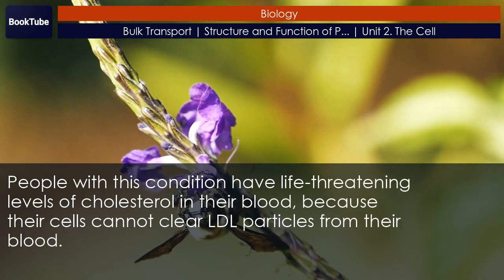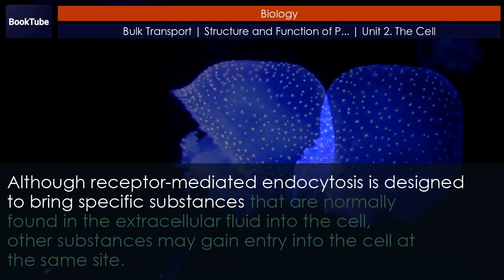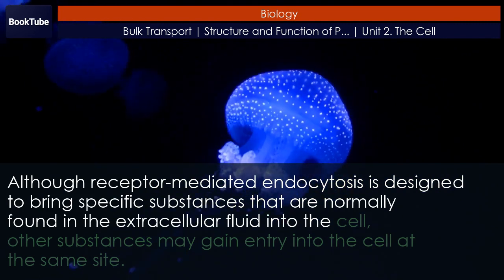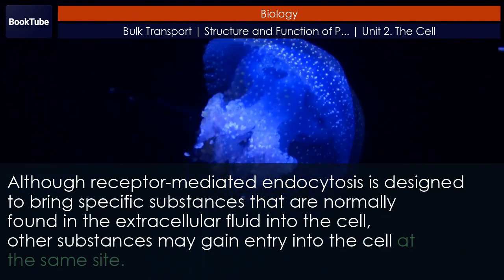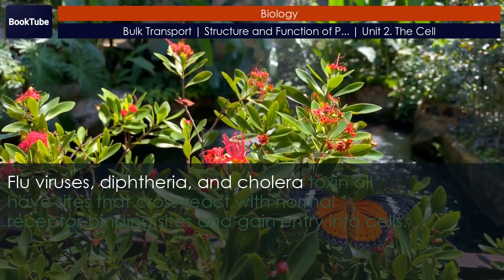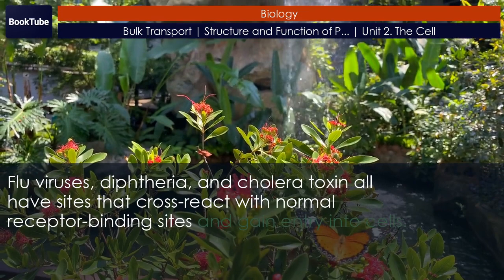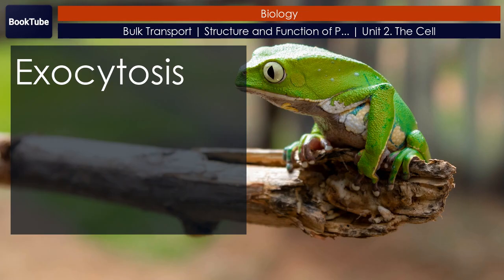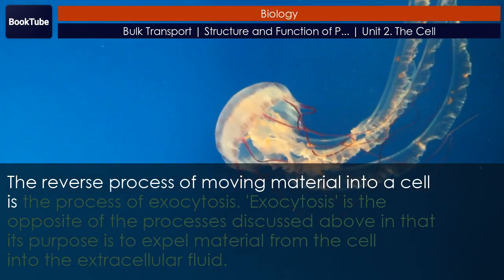Although receptor-mediated endocytosis is designed to bring specific substances that are normally found in the extracellular fluid into the cell, other substances may gain entry into the cell at the same site. Flu viruses, diphtheria, and cholera toxin all have sites that cross-react with normal receptor binding sites and gain entry into cells. Exocytosis. The reverse process of moving material into a cell is the process of exocytosis.